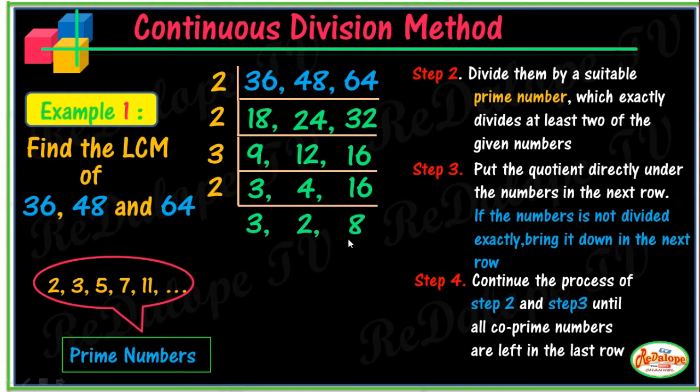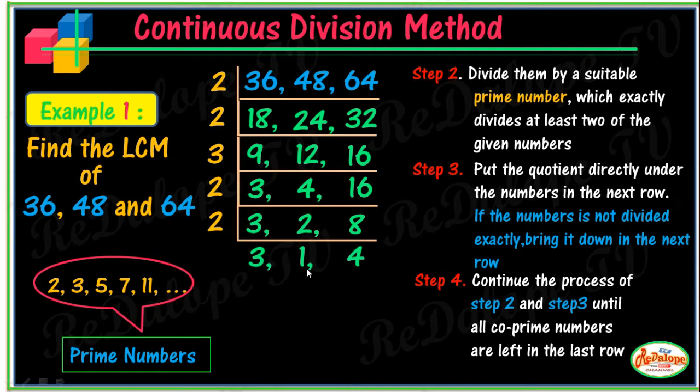Again, 3, 2, 8 are not co-prime, so we'll still continue the process hanggang sa maging co-prime numbers ang mga numbers dito sa baba. 2 and 8 are exactly divisible by 2. So we'll use the prime number 2. 3 divided by 2 cannot be, so bring it down here, 3. 2 divided by 2 is 1. 8 divided by 2 is 4.